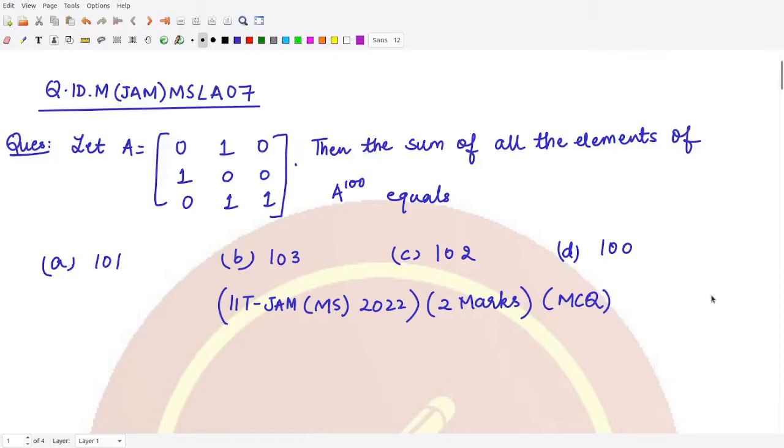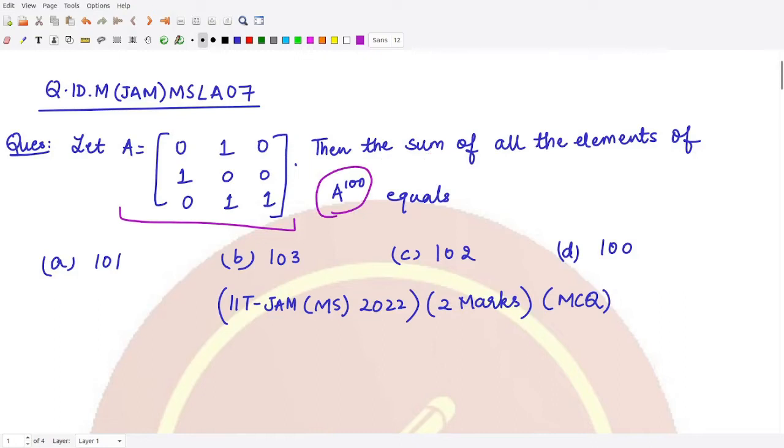In this video, we'll be again looking at a question from the IIT-JAM Mathematical Statistics 2022 examination. This is a 2-mark MCQ question, so only one option could be the correct option. Here you are given a matrix A and you are asked that the sum of all the elements of the matrix A to the power 100 would be equal to which of these four.